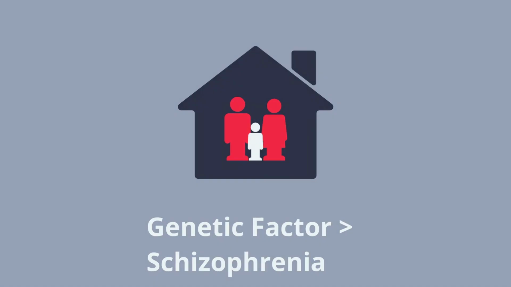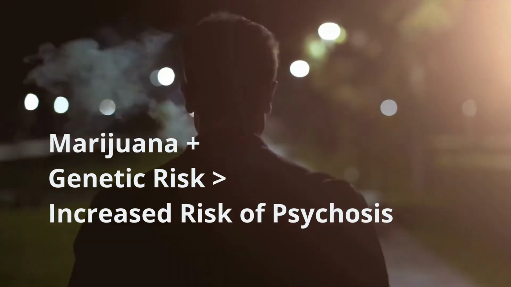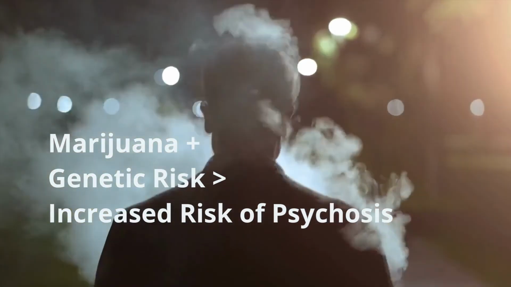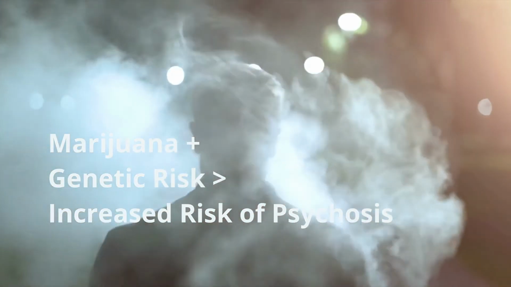Now, a few more things to note. Scientists have found that genetics does play a role in causing schizophrenia. So if you have family members with the disorder, you are more at risk for developing it yourself. And if you have that genetic risk, marijuana will increase the chance for the onset of psychosis.